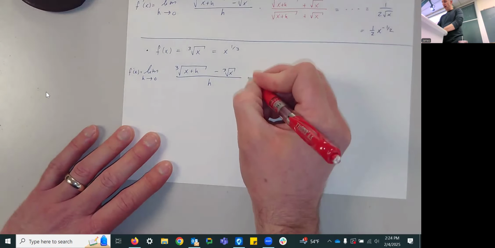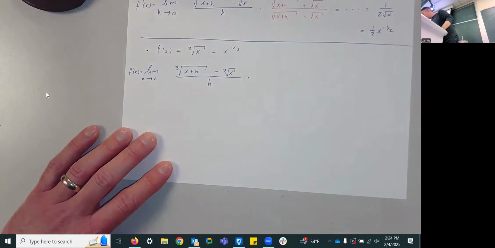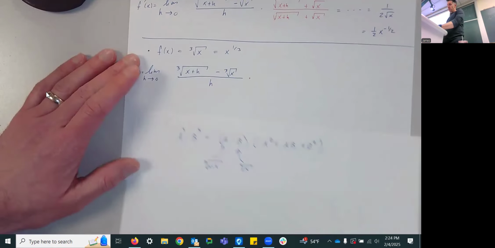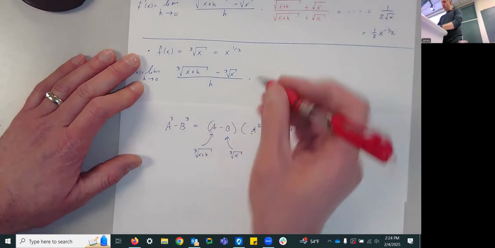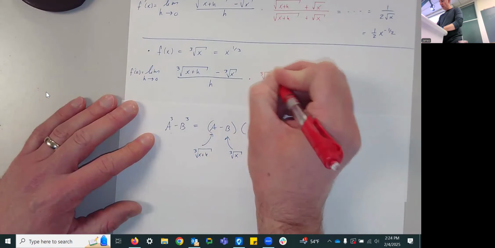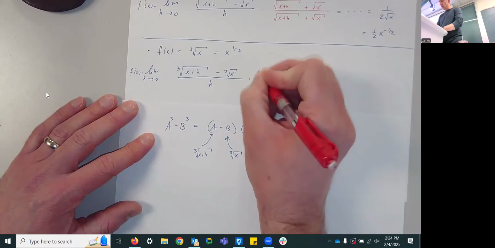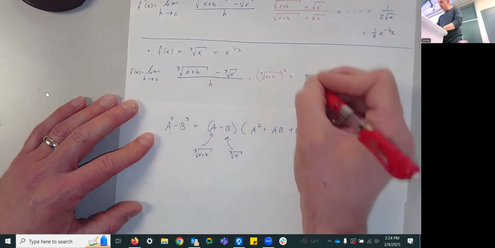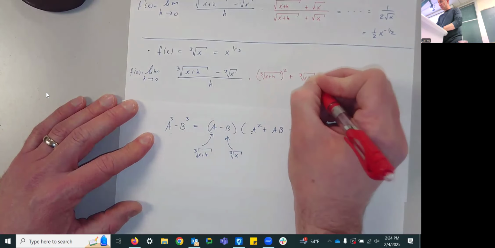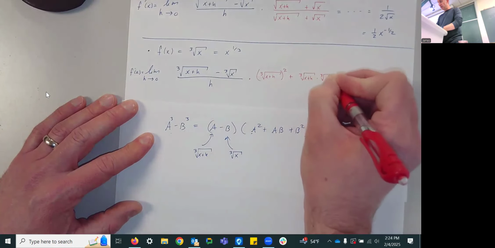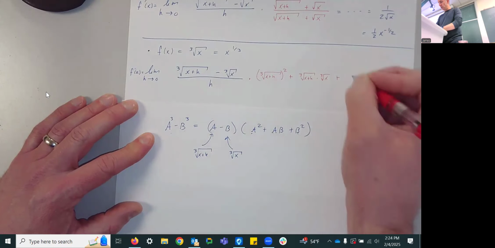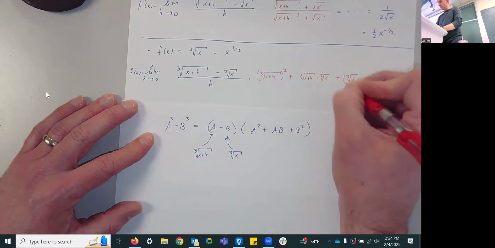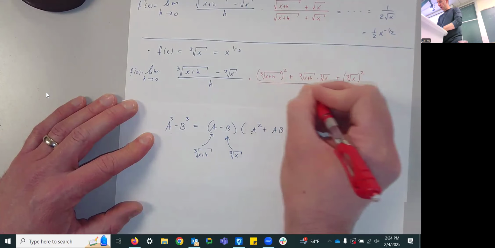We're going to multiply by our a squared. So it's going to be the cube root of x plus h squared, plus our a times our b, so the cube root of x plus h times the cube root of x, plus our b squared, which is the cube root of x squared. All divided by the same thing.